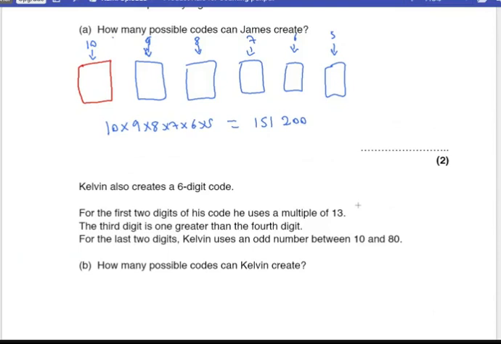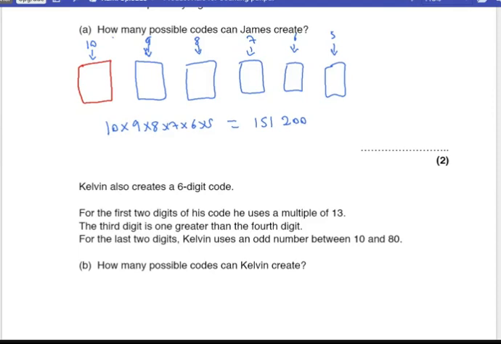Wait, can I think about the question again? Wait, for the first bit, how many numbers would they expect you to go up to? Well, how many possible multiples of 13 could fit in the first two boxes? Oh, or would that be 7?